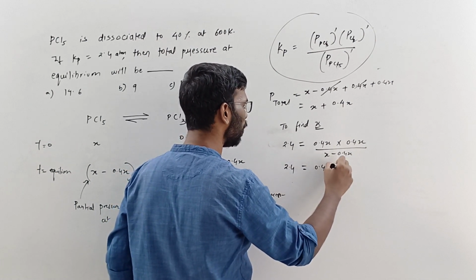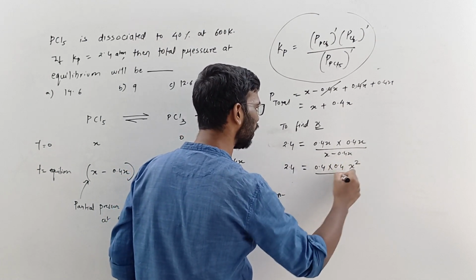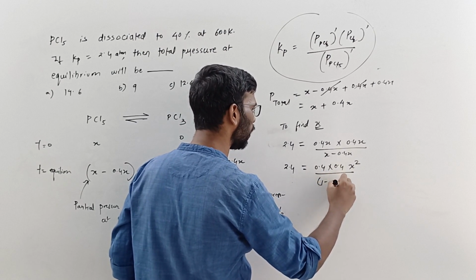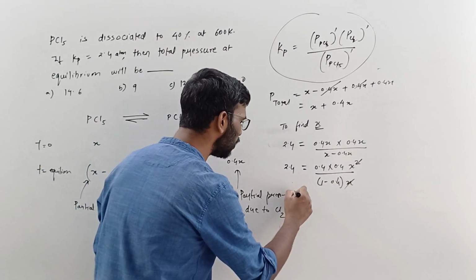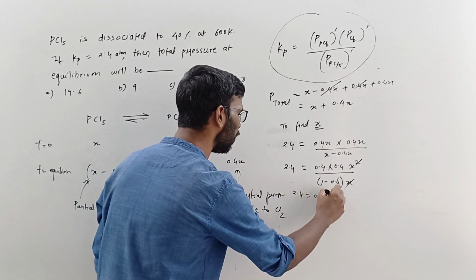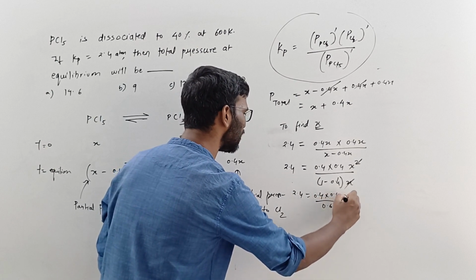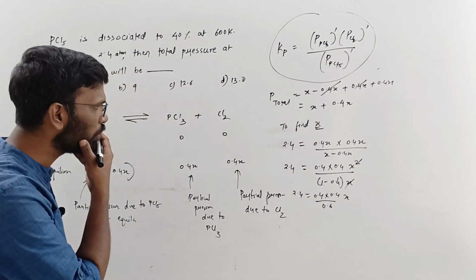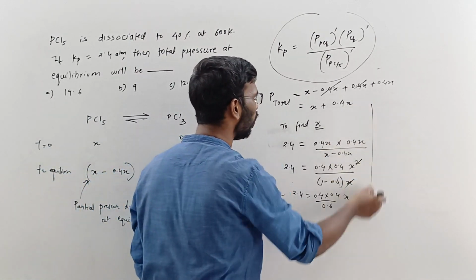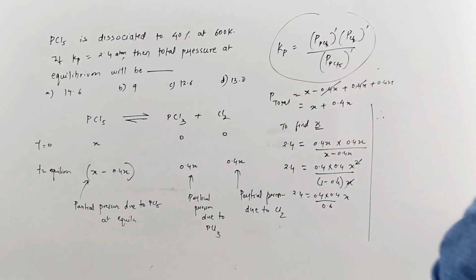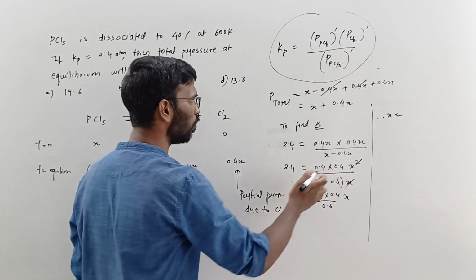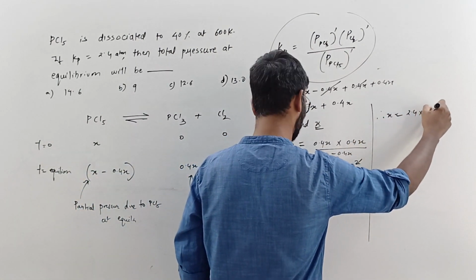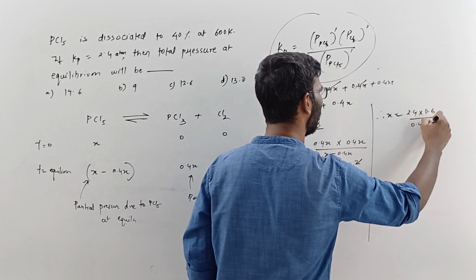So what will be the thing? 2.4 is 0.4 multiplied by 0.4 into x square over, here I take x common, 1 minus 0.4 into x. This and x will get cancelled. So therefore, this is 2.4 into 0.4 into 0.4 upon 0.6 into x. Yes, 1 minus 0.4. So x is equal to what? You rearrange this, x is equal to 2.4 into 0.6 divided by 0.4 into 0.4.